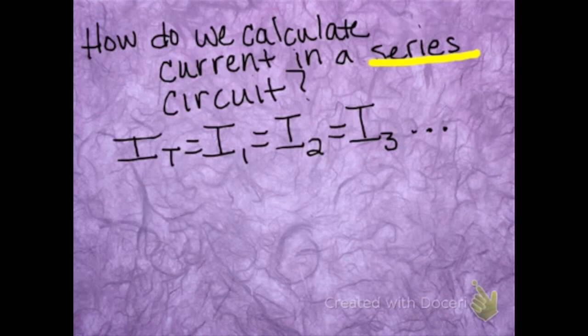However many i's you want to throw in there, they're all going to be equal. So if one I equals 5, all the i's are going to equal 5. So if I total is 5, 5 is equal to 5, which is equal to 5, which is equal to 5. Throw any number you want in there. They're all going to be equal. So in a series circuit, current's pretty easy. It's the same in all the circuits.